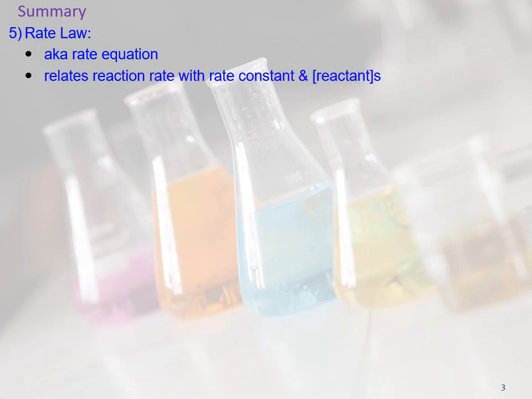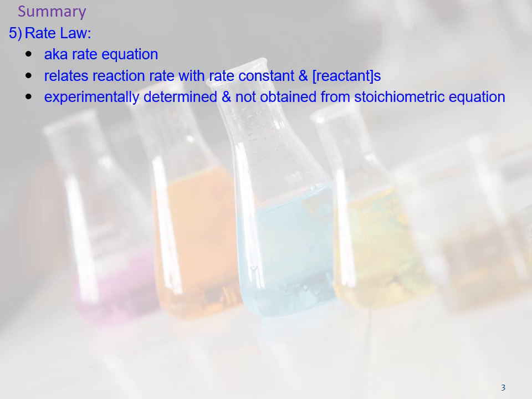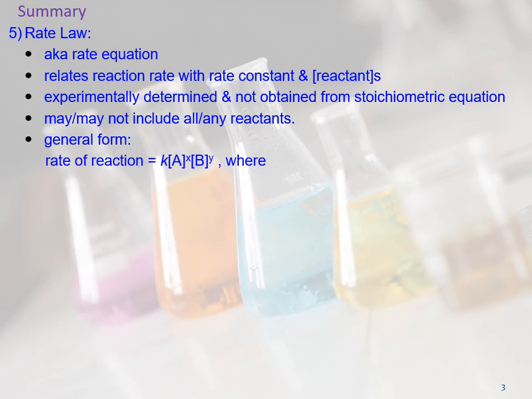The rate law is also known as the rate equation. It relates the reaction rate with rate constant and reactant concentrations. It is experimentally determined and not obtained from the balanced or stoichiometric equation. It may or may not include all or any of the reactants. The general form of the rate law is rate of reaction is equal to k times concentration of A raised to power x times concentration of B raised to power y, where k is the rate constant.